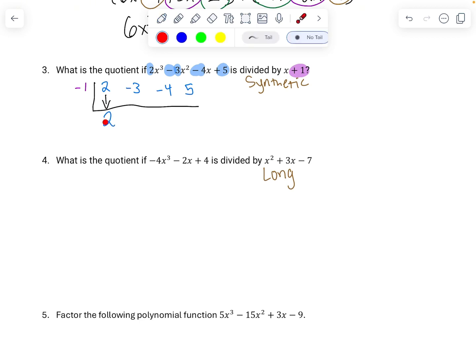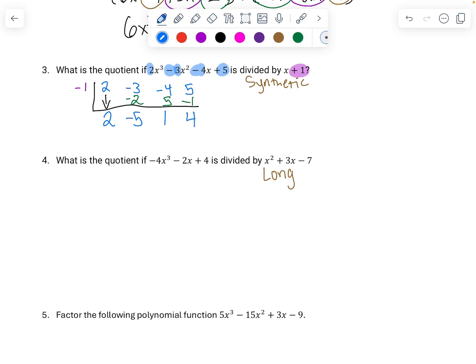Then I'm going to multiply that 2 by this negative 1, which will give me a negative 2. And then I add these two. So negative 3 plus a negative 2 gives me a negative 5. Then I'm going to multiply this negative 5 by this negative 1 to give me positive 5. Negative 4 plus 5 gives me positive 1. And 1 times negative 1 will give me negative 1. And then 5 minus 1 gives me 4.